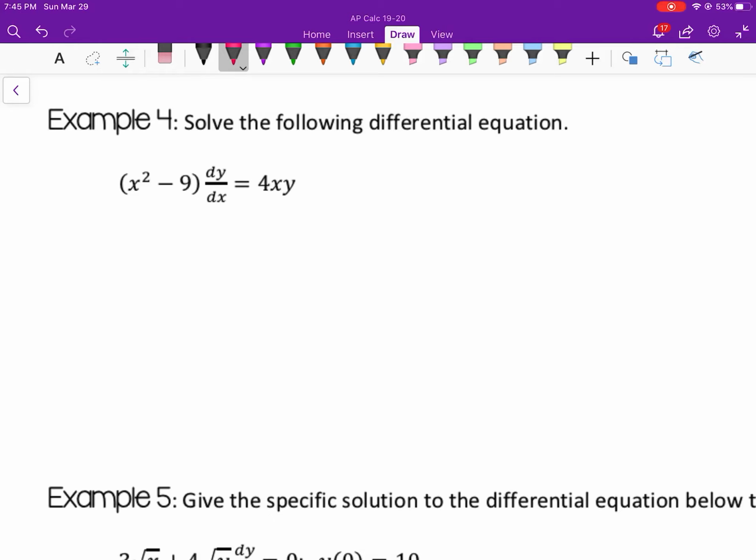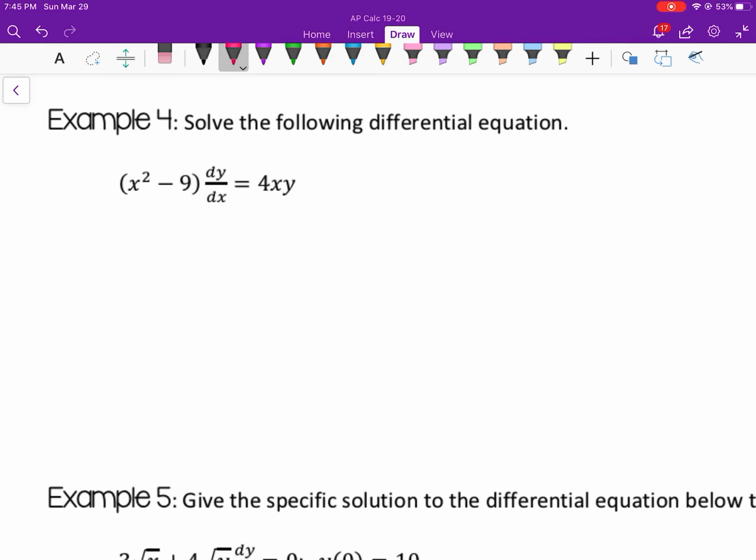Okay, as we continue to solve our separable differential equations, in example 4, we have the quantity of x squared minus 9 times the derivative of y with respect to x equals 4 times x times y. Well, our process is called separation of variables, so our goal is to get all the things with x's on one side, all the things with y on the other.